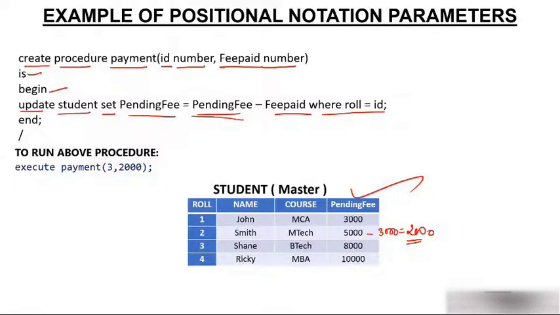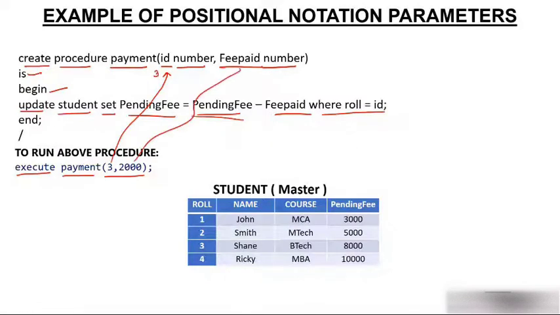So to run the above procedure, what happens? See, I'm running it. What is the method of running a procedure? Execute and then the procedure name, and there are two parameters, 3 and 2,000. What will happen? Because it is positional, 3 will be passed to the ID, and the second parameter, that is 2,000, will be passed to fee paid.